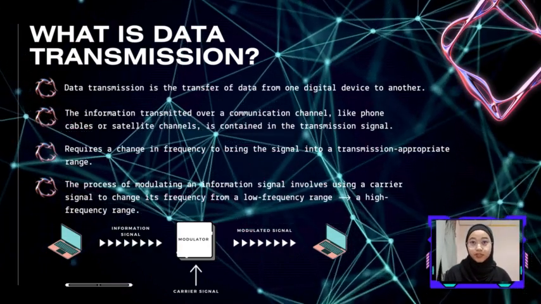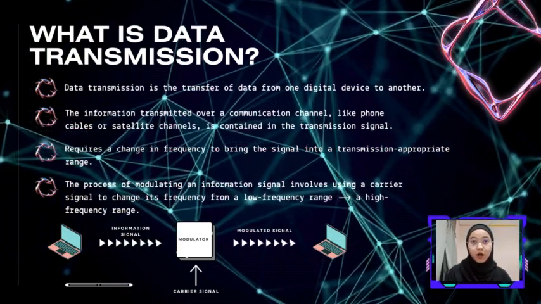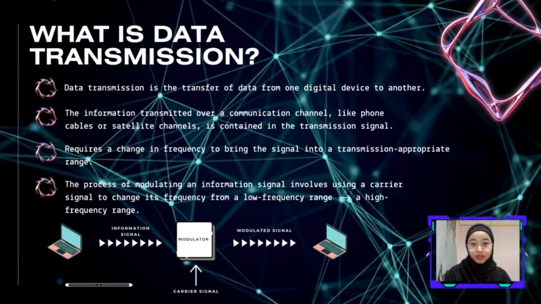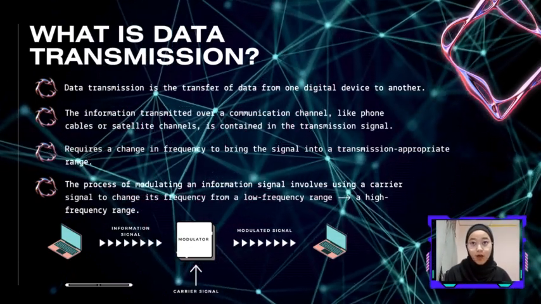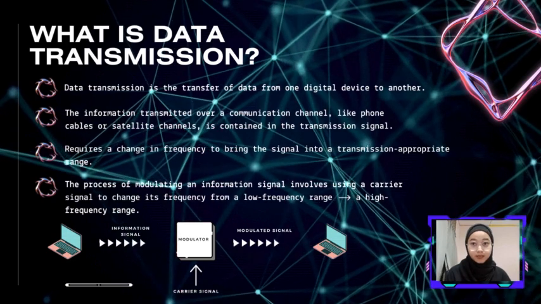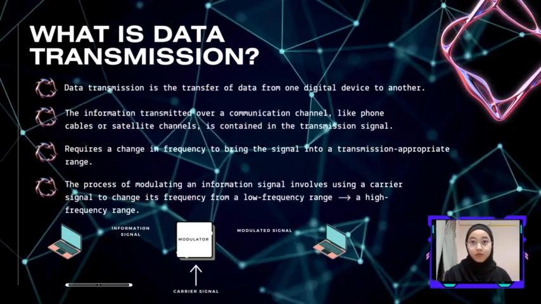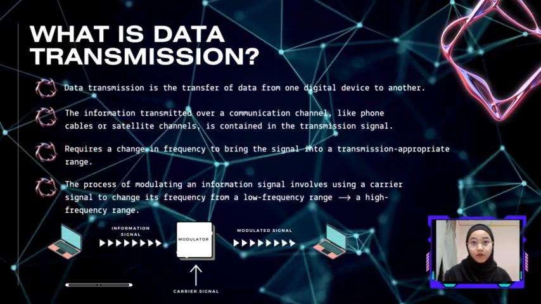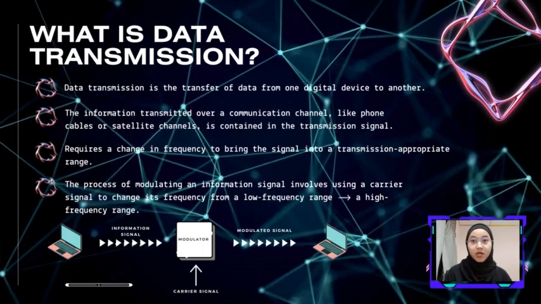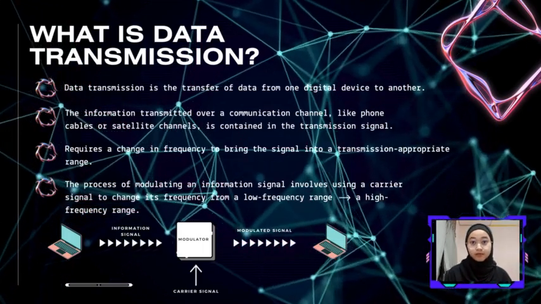The modulation process will shift the frequency of the original information signal from low frequency to high frequency by using a carrier signal. In other words, modulation is the changing of the carrier signal characteristic according to the modulating signal.